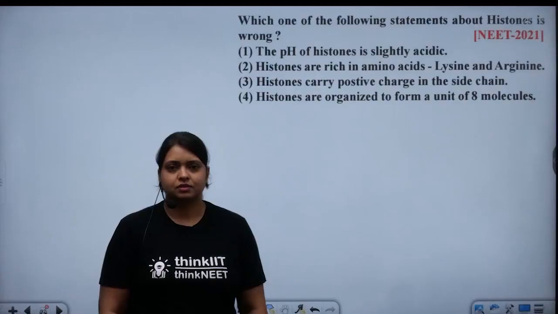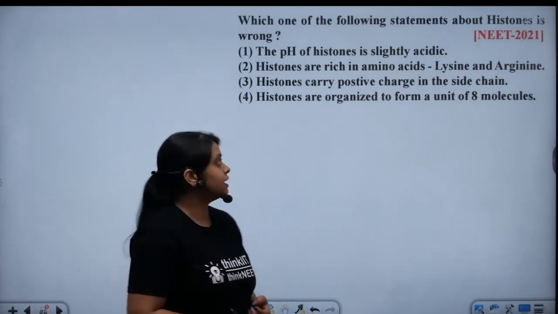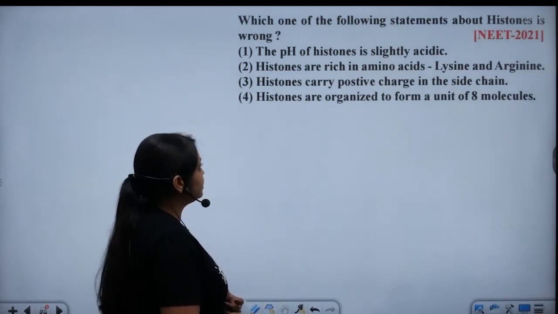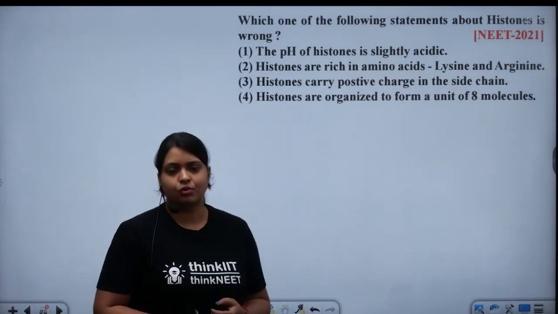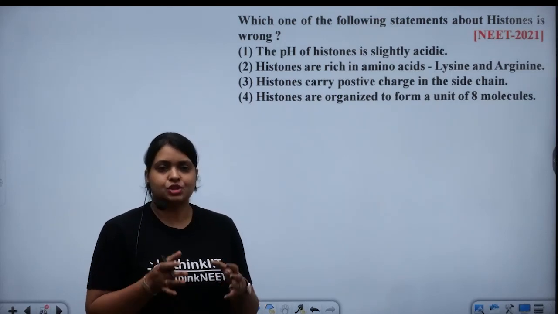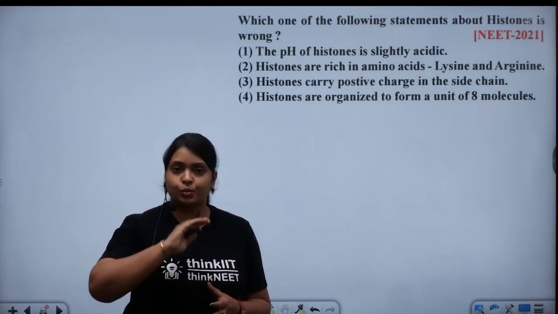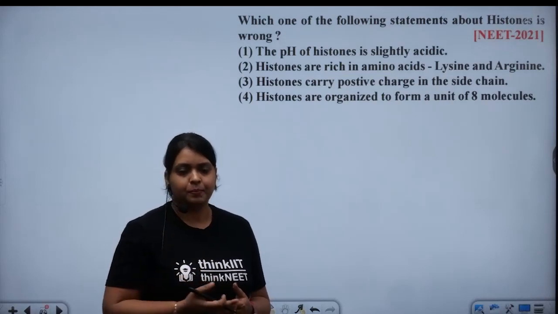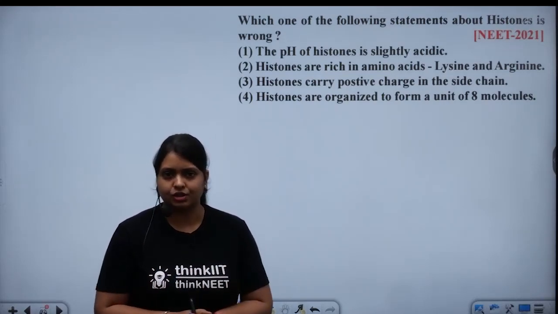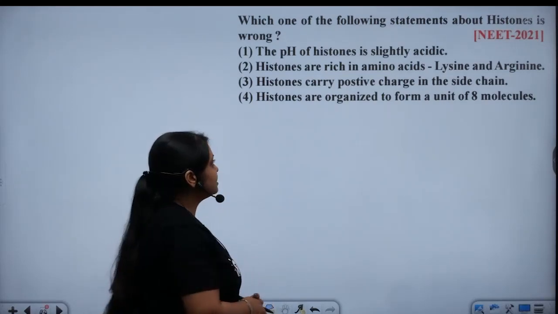Over to our next question, that is, which one of the following statements about histone is wrong? Now, what is histone? Histone is an octamer protein to which DNA wraps, okay, and forms the nucleosome structure. You have studied about it. Now, let's see the options.